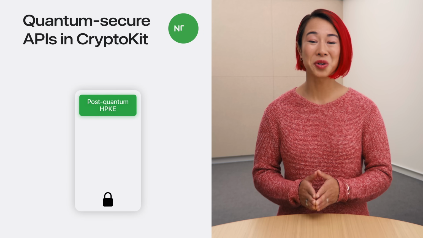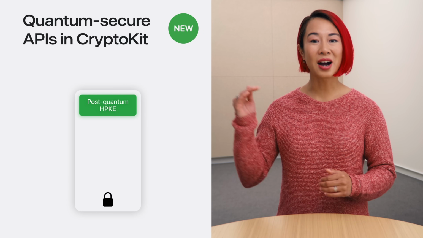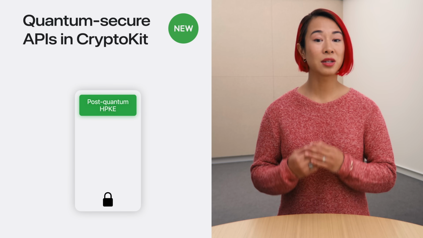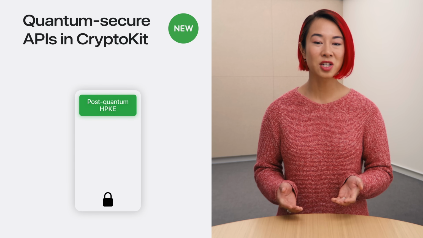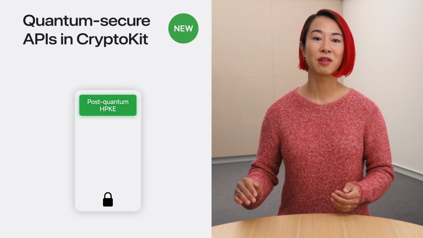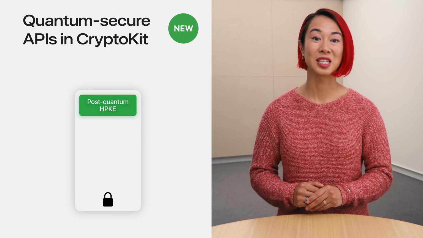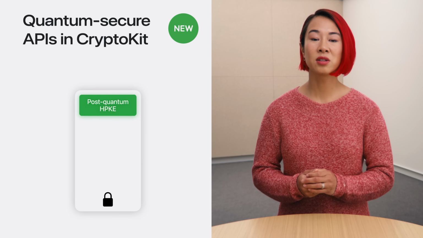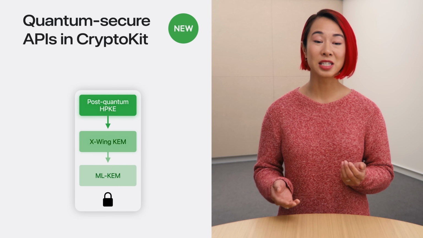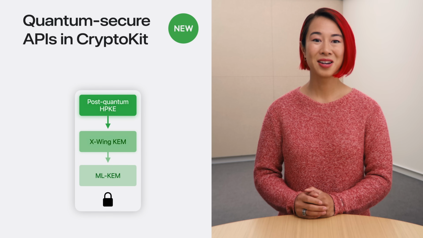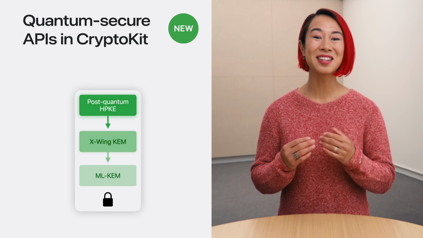We discussed how you should encrypt data using post-quantum HPKE, which is a high-level API available in CryptoKit. If you need to implement your own cryptographic protocols, such as to support a protocol specification, CryptoKit has low-level quantum-secure APIs available as well. Post-quantum HPKE uses X-Wing for key encapsulation, which uses ML-KEM as its post-quantum building block. CryptoKit now supports all of these as encryption APIs.